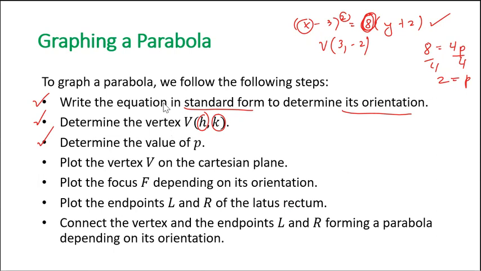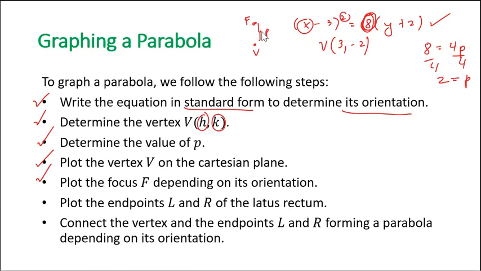Once we have the orientation, the vertex, and the value of p, we can now plot the vertex on the Cartesian plane. And then depending on the orientation, we plot the focus. If the parabola opens upward, then the focus is located above the vertex. So you have to count p units going up to get the focus of the parabola.